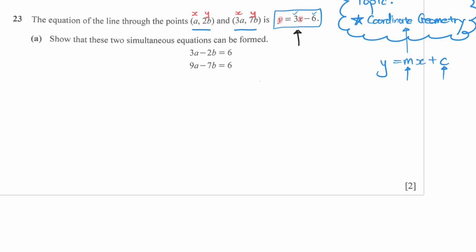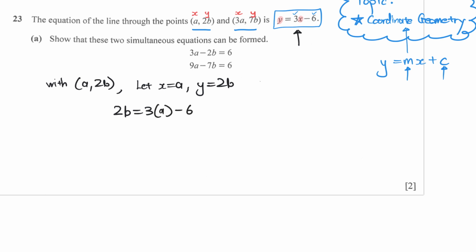Okay, so with the point (a, 2b), I substitute, let x be a and y be 2b, into this equation of the line. I will get 2b equals 3 times a minus 6. So we want to show that it will end up with either of these two equations here. Then it becomes a typical simultaneous equations question. So with that, it looks like it's this equation here.